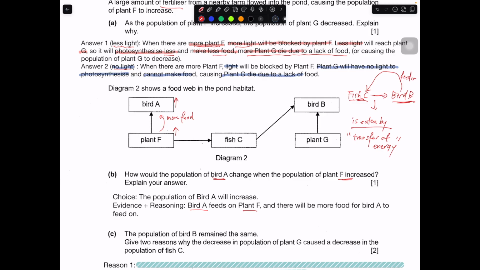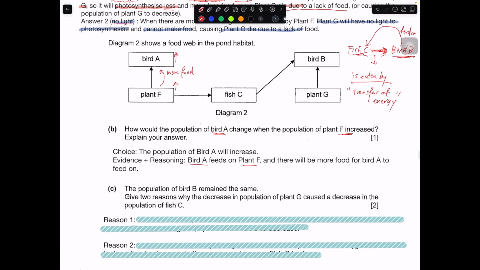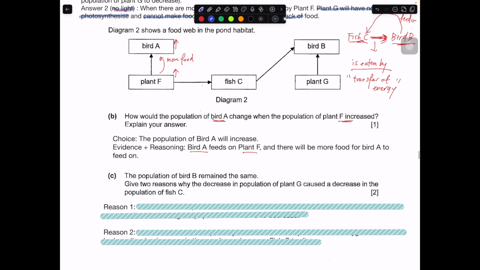This arrow is explained in this way because some students may read this arrow wrongly, and interpret it as fish C eats bird B, which is wrong. It's bird B that eats fish C. So this arrow must be interpreted correctly. Then they ask you, if the population of bird B remains the same, there is no change, same number, give 2 reasons why the decrease in population of plant G causes a decrease in population of fish C. What are the reasons?